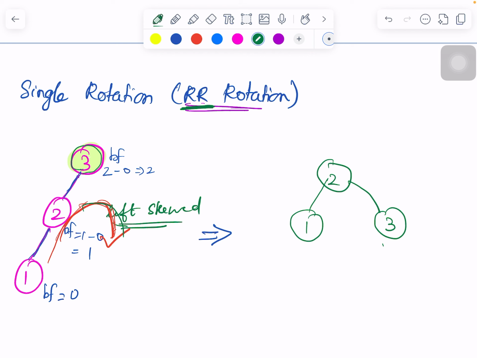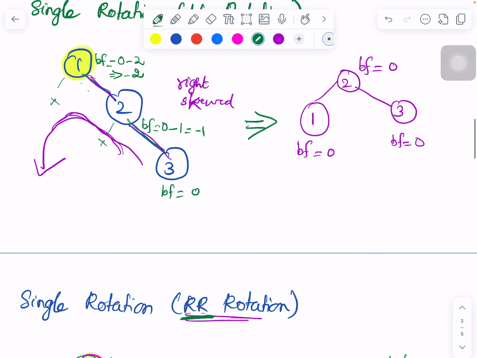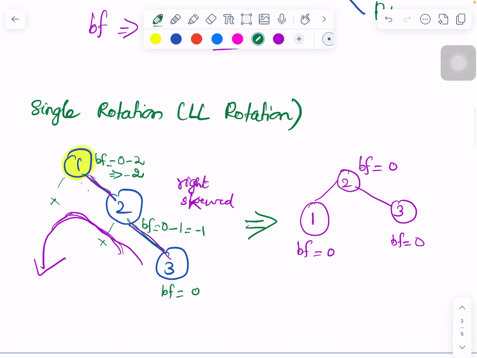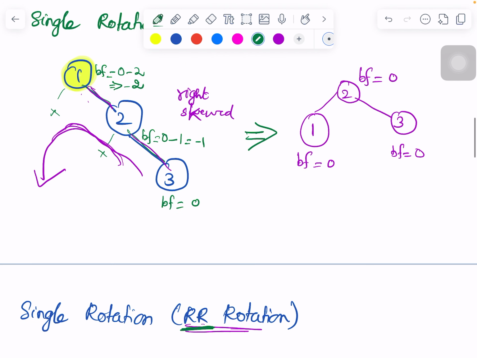Okay. Now let us see the balancing factor. The balancing factor here for node 3 is 0. For node 1 it is 0, and for node 2 it is again 0, so 1 minus 1, height of left minus height of right is going to be 0. Fine. So this is how we perform the RR rotation. So we have now seen two rotations, LL and RR.